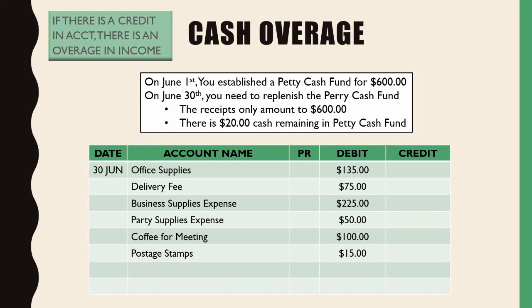Now let's take a look at an example of a cash overage. Here, again, is the same scenario where on June 1st you established the petty cash drawer to be $600.